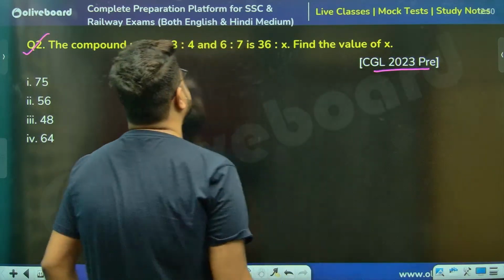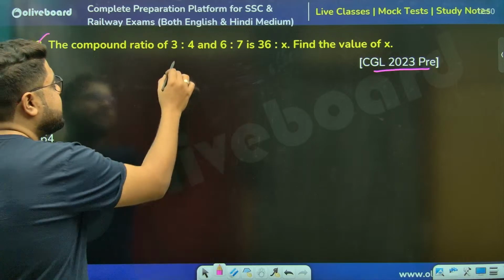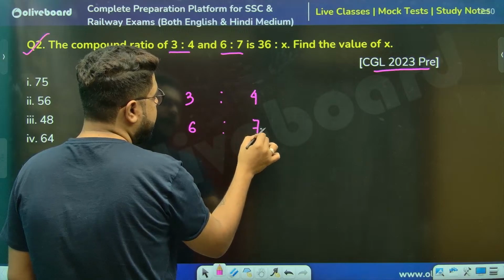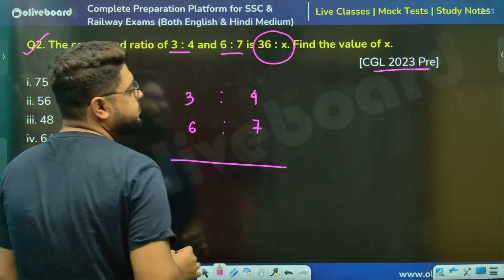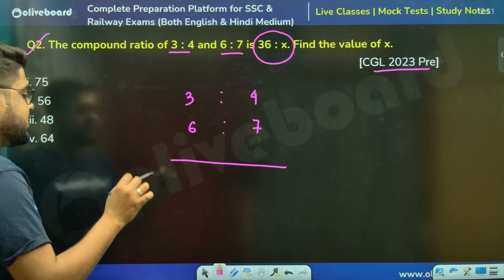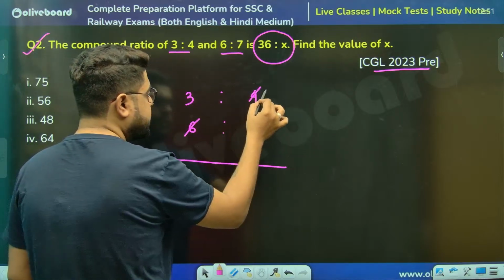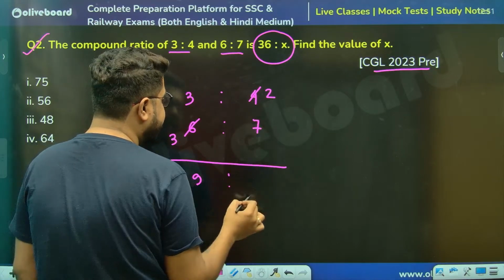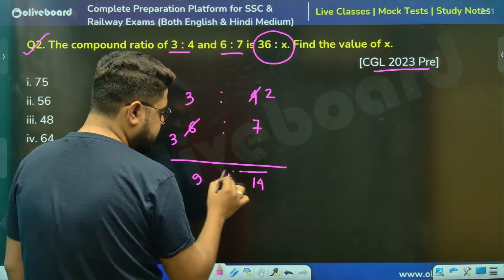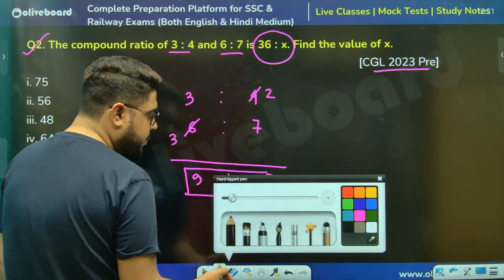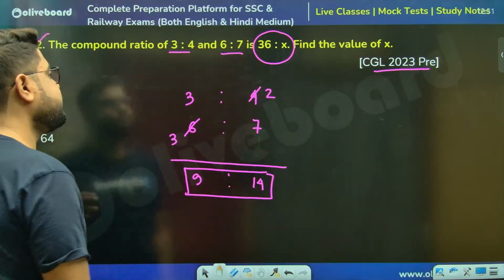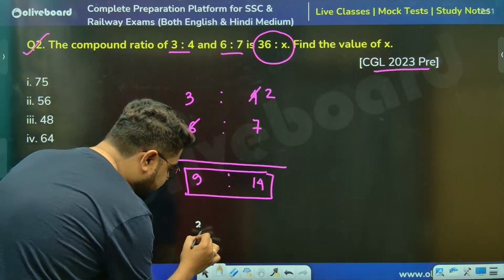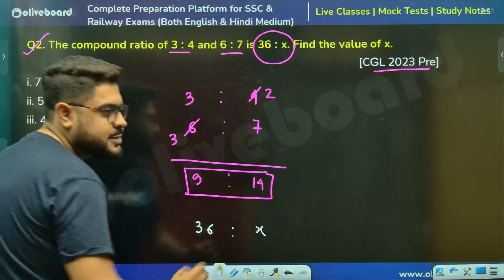Sir, basic question, sir. Compound ratio. Sir, how will we do it? I have been told 3/4 and 6/7. Compound ratio is given as this. First things first: 3 3s are 9 ratio, we are getting 7 2s are 14. This is the compound ratio that we are getting. But sir, according to the question, they have given you 36 ratio x. They have given you the compound ratio is 36 ratio x.